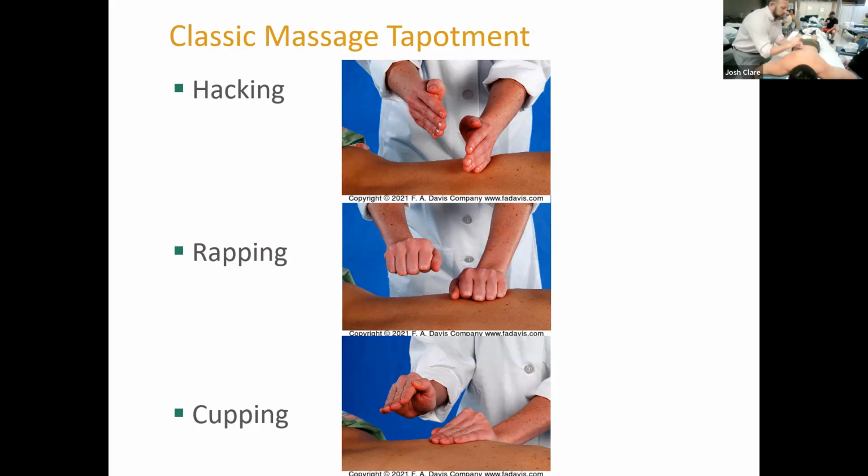Wrapping. Same thing, and again, those ribs have to be really mobile. If they're stiff at all, then it's not going to work. And then the cupping technique, again, we're going to make little domes with our hands.